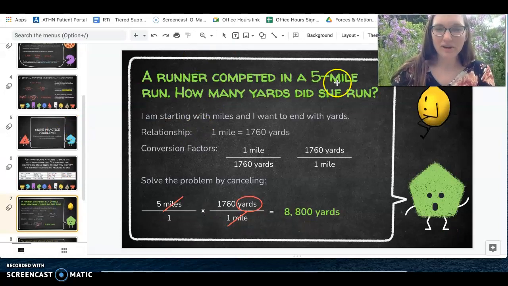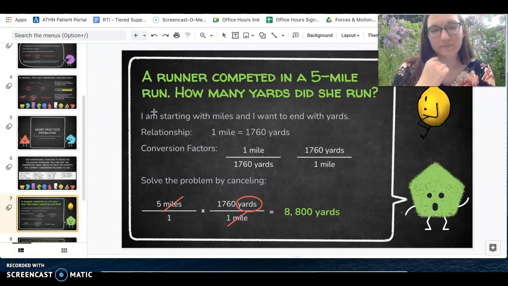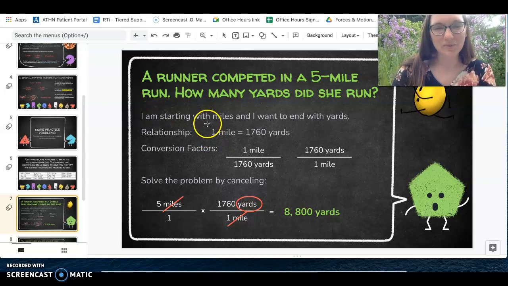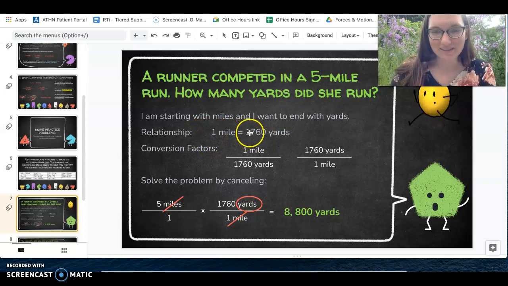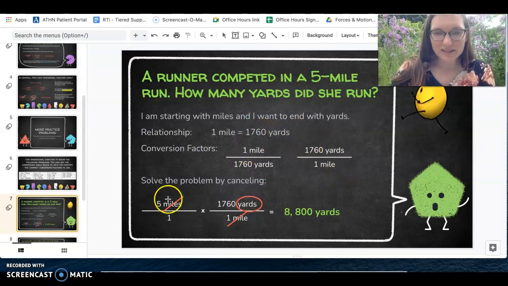A runner completed a 5-mile run. How many yards did she run? Okay, so we know that 1 mile is equal to 1760 yards, and to me it's easier to break it up like that. You can write it like this, or you can write it like this.